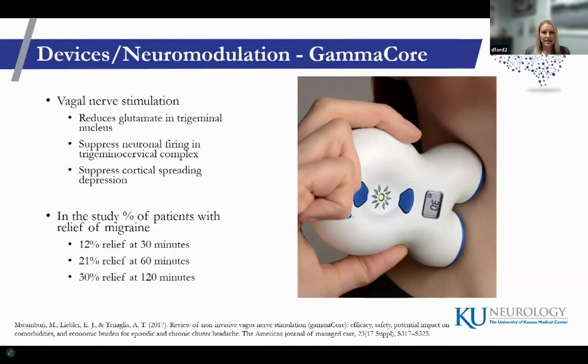The GammaCore device is a stimulator to the vagal nerve. It's an external stimulator. Again, it has variable relief there, as you can see below, but it again is relatively safe as long as someone doesn't have a history of vasovagal syncope or bradycardia. This is one that I find people tend to do well with at home, but these are incredibly expensive and insurance does not cover them. So it is very rare that I get a patient to be able to continue on them. Next slide.